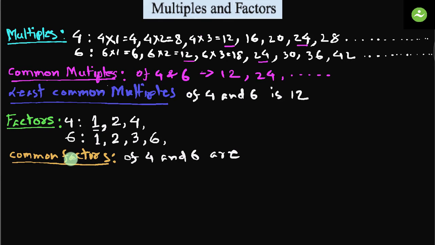1 and 1 are common, which is on both lists. So 2 is common, 1 is common, 4 is not common, 3 is not common, 6 is not common. 1 is common because 1 is on both lists. 2 is common because 2 is on both lists. So what we find, common factors of 4 and 6 are 1 and 2.